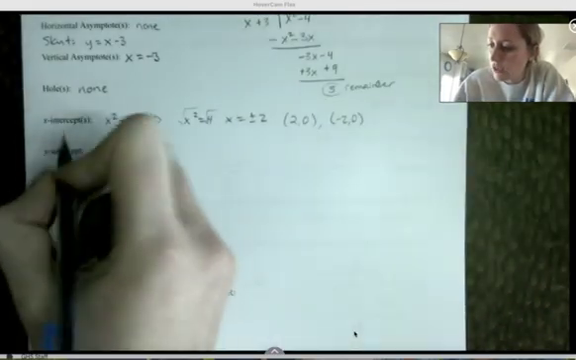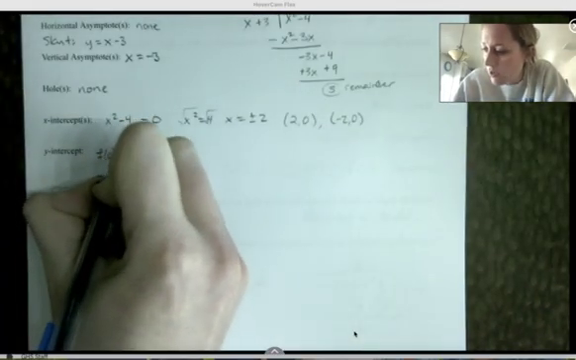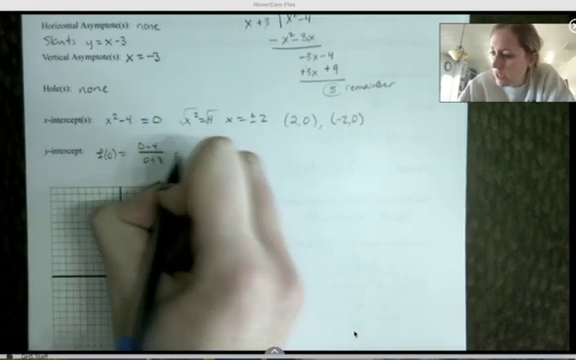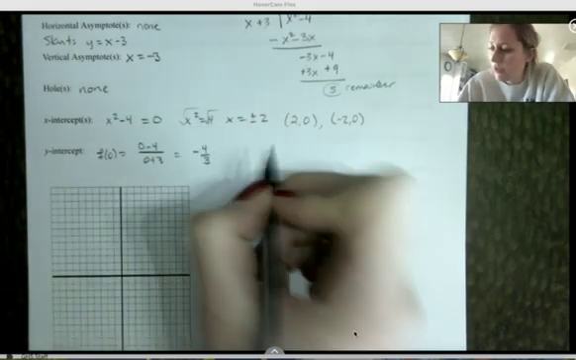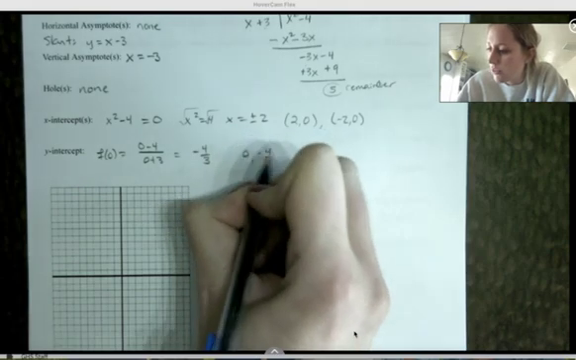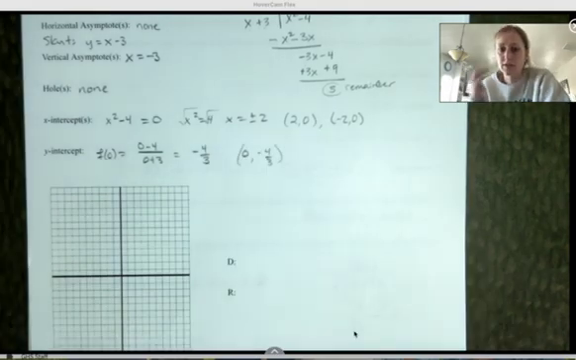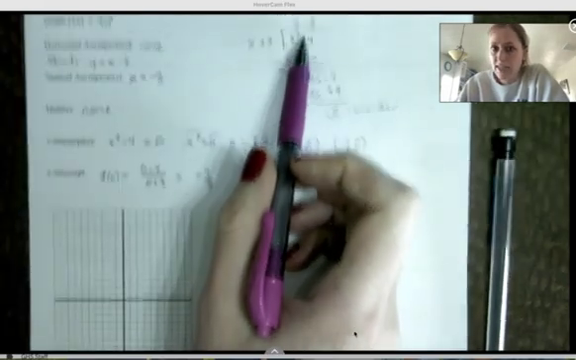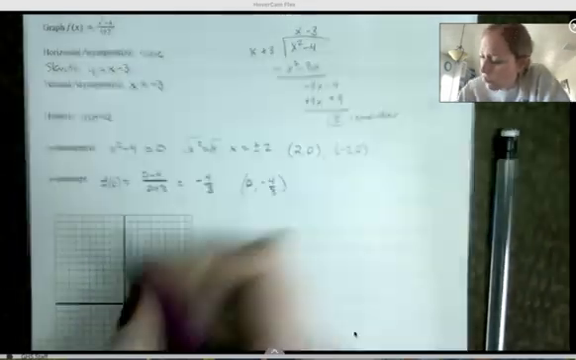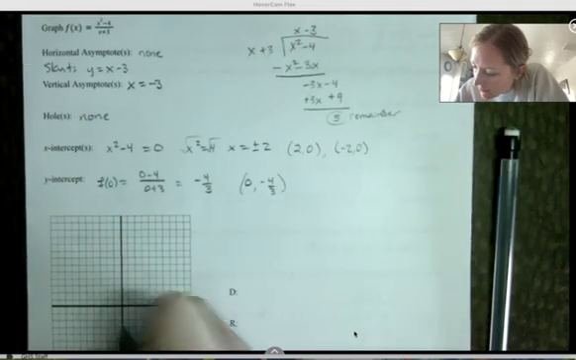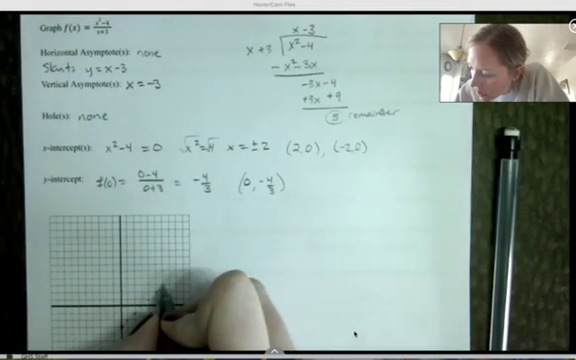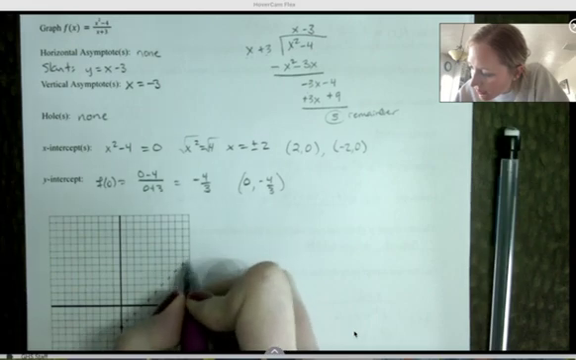Y-intercept, plug in 0. So we got 0 minus 4 over 0 plus 3, negative 4 thirds. So 0, negative 4 thirds is our y-intercept. Okay, so let's do some graphing. So we have our slant is at x minus 3, so that's a y-intercept of negative 3 and a slope of 1. So here is my slant.